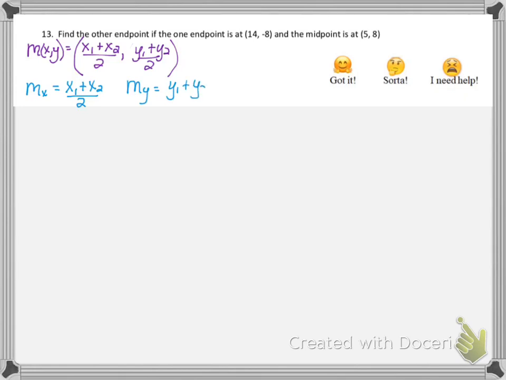So you're looking at the endpoints here for your y's as well. Okay, and so we're given that our midpoint is (5, 8). So our midpoint for the x is 5, and our midpoint for our y is 8. And so we're going to plug those values in here. So instead of having the midpoint of x, I'm going to put 5 right here.